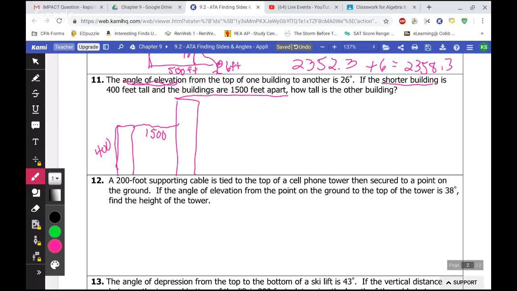All right, so now it wants to know how tall the other building is. Okay, so then there's the angle of elevation from here to there, right here. That's 26. That is supposed to be a 26 right there. So now we can figure out what this piece is. Whatever that piece right there is, we can add the 400 to.